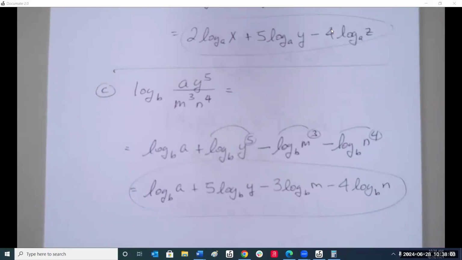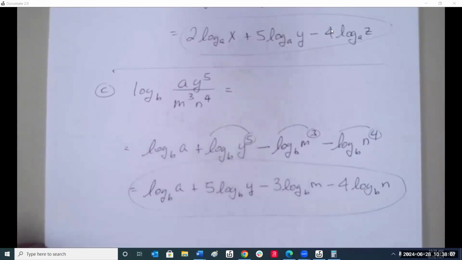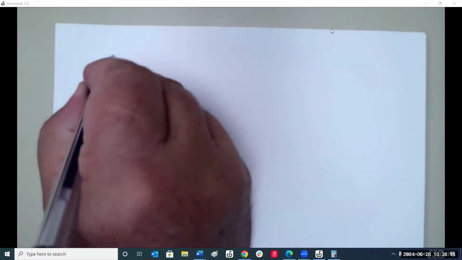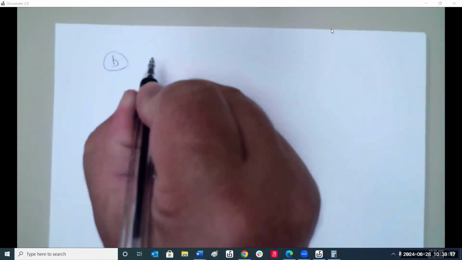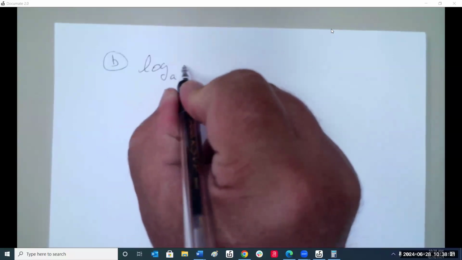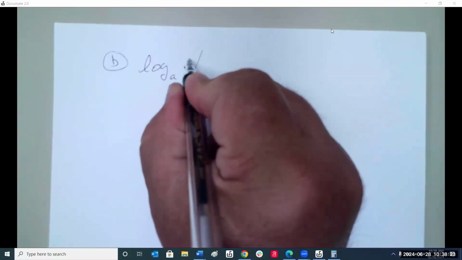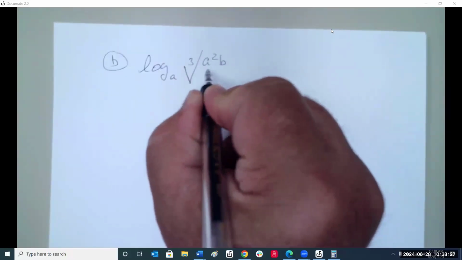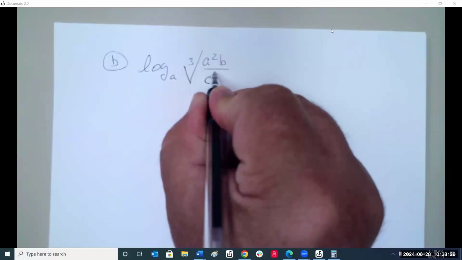Difficult level? Not that. I mean, once you see the shortcuts, it makes it a lot easier. Okay, let's look at B now, since I skipped that one. Log base A of the cube root of A squared B over C to the fifth.